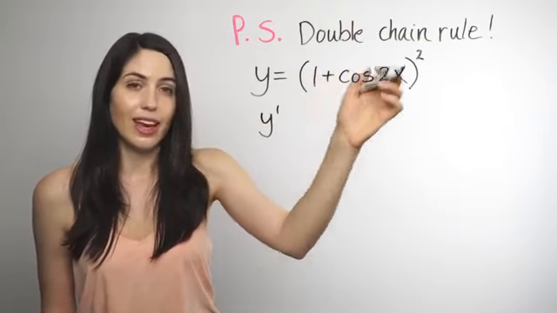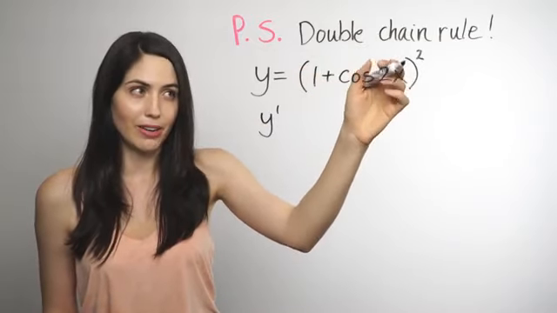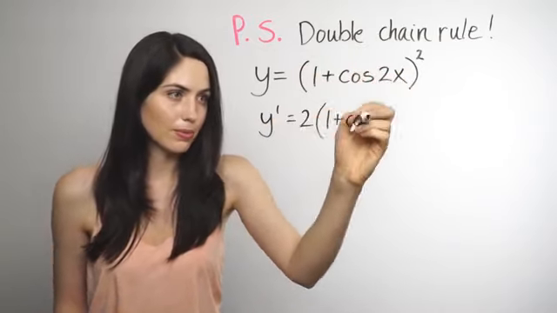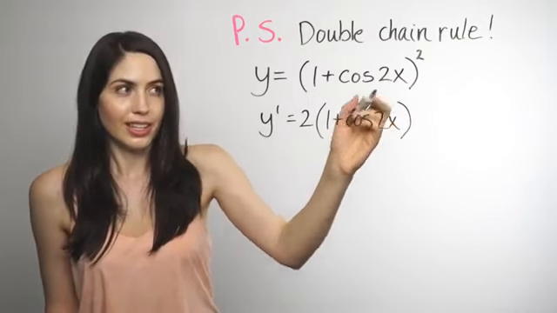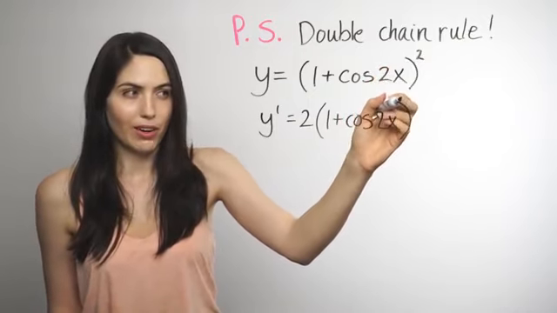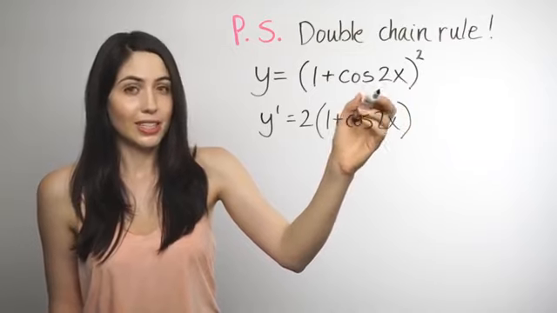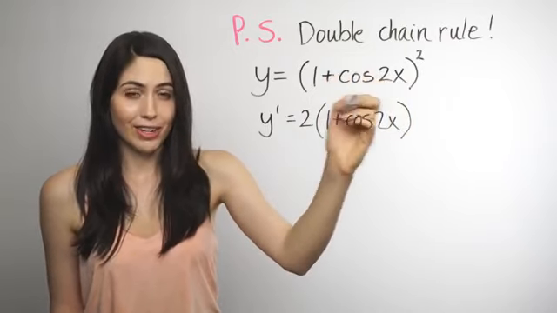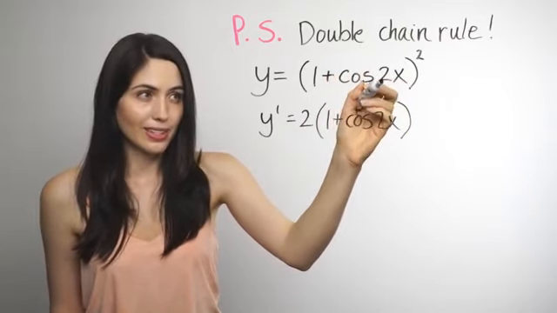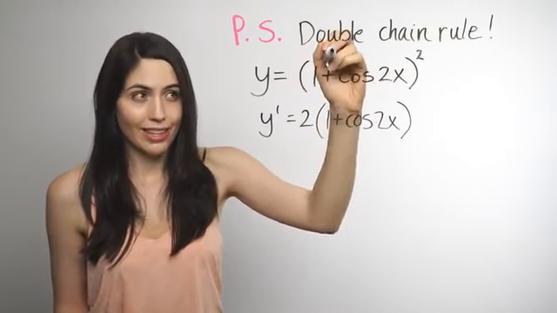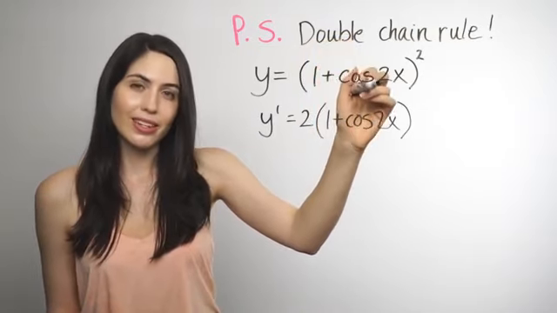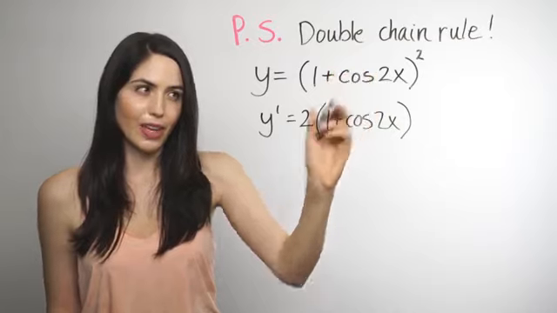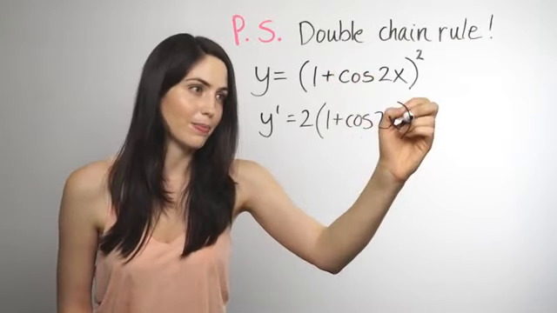Take the derivative of the outside function, the square, the power of 2. That power reduces, so you have a power of 1, which you don't need to write. Take the derivative of the inside function, the 1 plus cosine 2x. Derivative of 1 is nothing, it's 0, but derivative of cosine is negative sine, so we have negative sine of 2x.